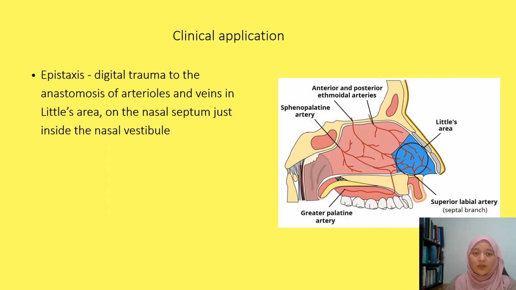Epistaxis is a digital trauma to the anastomosis area. So where is the anastomosis area? It's on Little's area. So this is your Little's area. It's the anastomosis area between the sphenopalatine artery and the superior labial artery. It's located on the nasal septum, just inside the nasal vestibule, and this is where epistaxis, or nosebleed, commonly occurs.